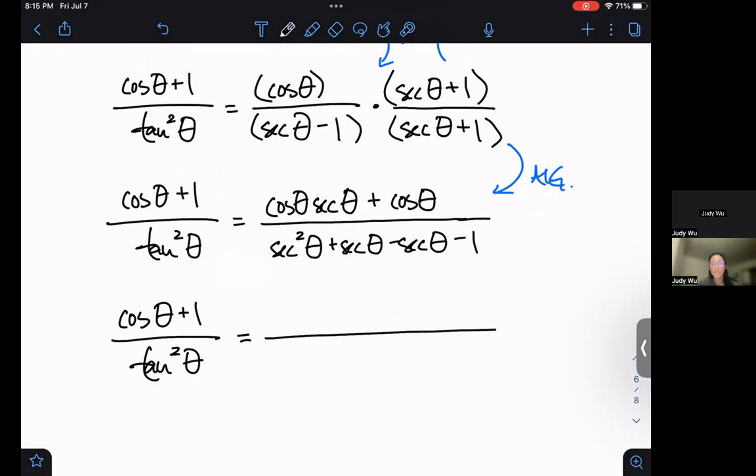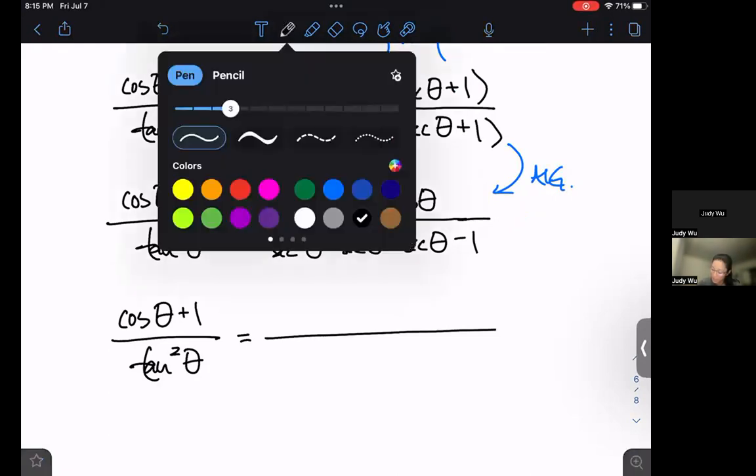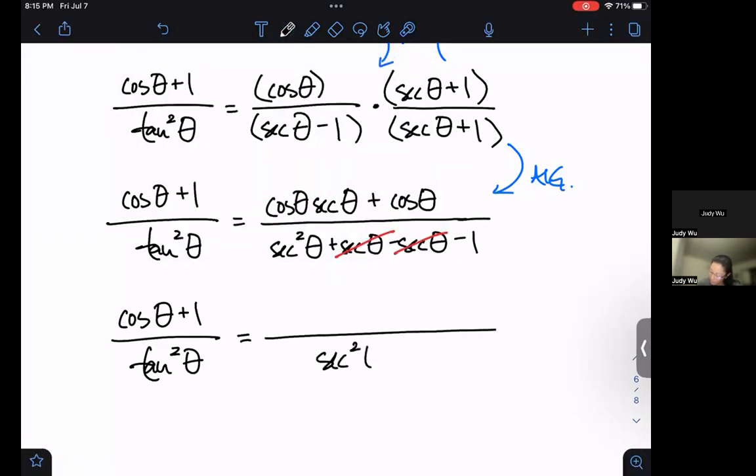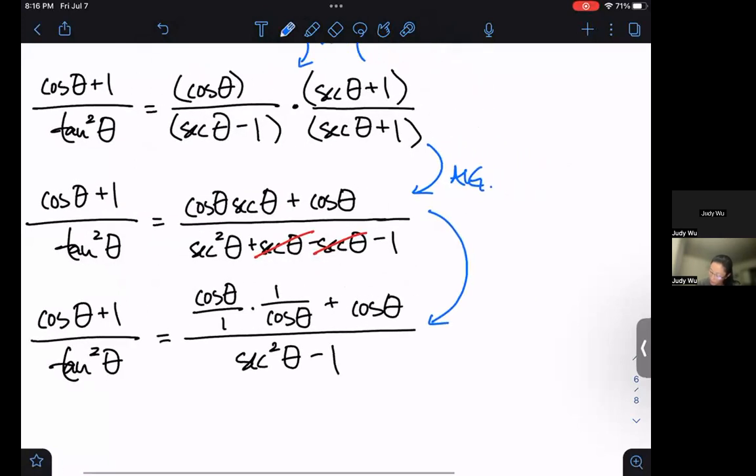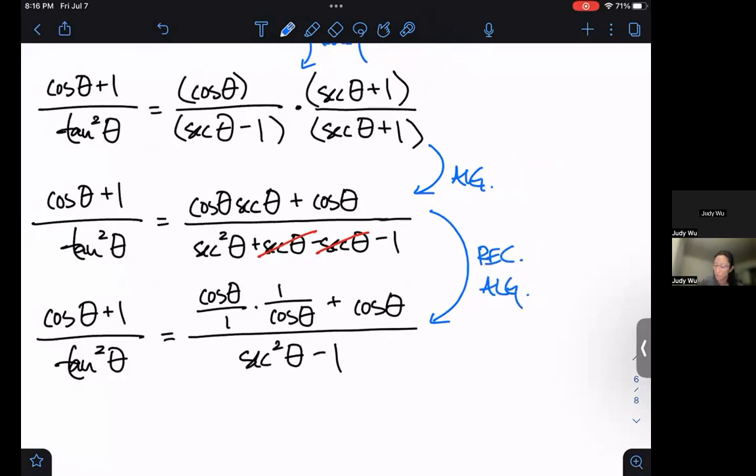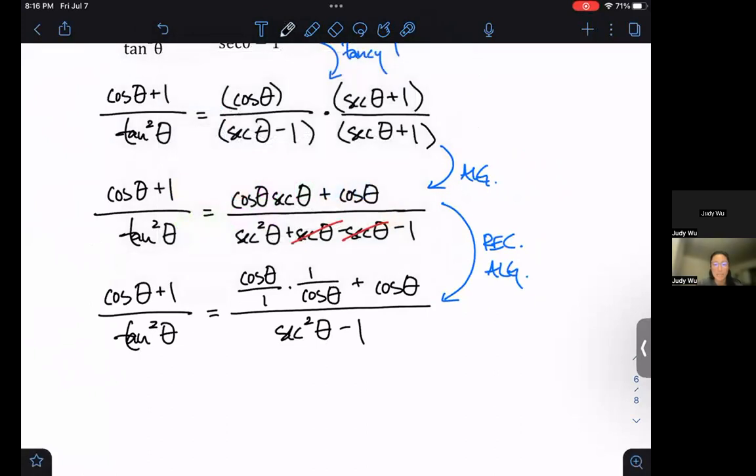All right, I'm going to start with the denominator this time. I notice that my secant and secant cancel out, and so I'm left with secant squared theta minus 1 on the bottom, okay? And then I also notice that secant is really 1 over cosine. So I've got cosine theta over 1 times 1 over cosine theta plus cosine theta. All right, and what I've done here is a combination of the reciprocal identity and some algebra. So sometimes we do more than one thing in the same step, and that's okay.